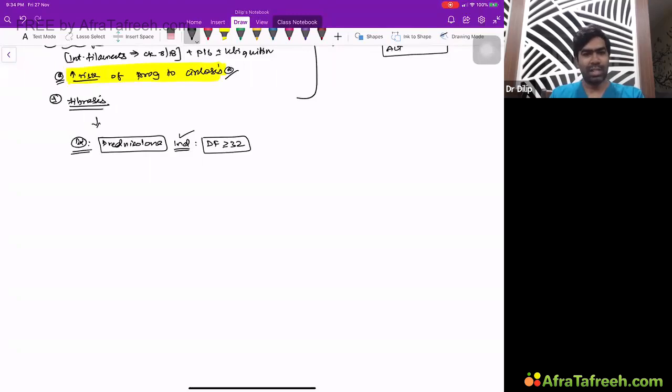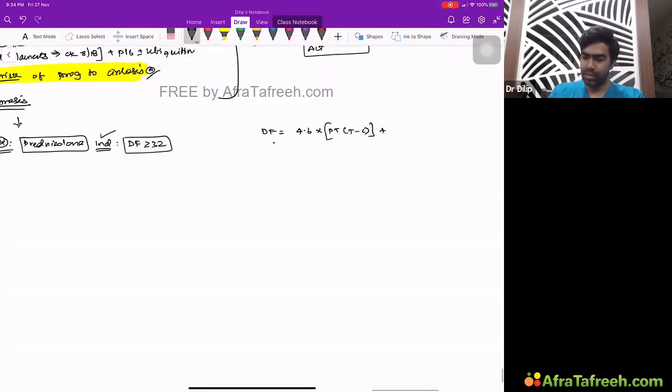So what do you mean by discriminant function, or otherwise Maddrey discriminant function? The formula is very important for the exam: 4.6 multiplied by PT, that is test minus control, plus total serum bilirubin. So this is the basic Maddrey discriminant function.